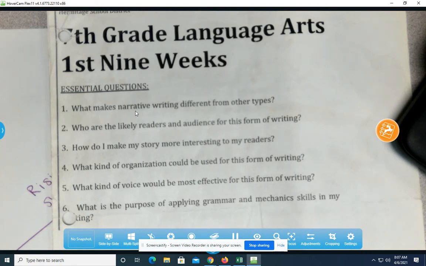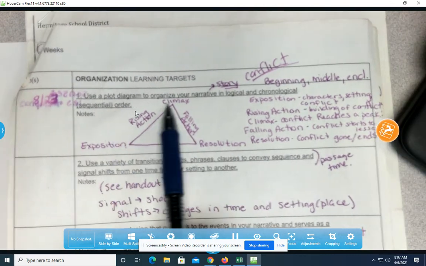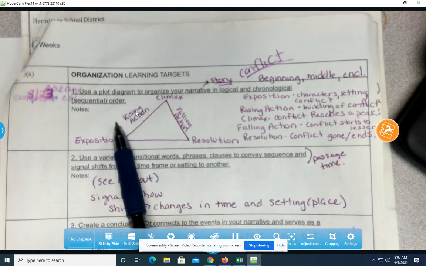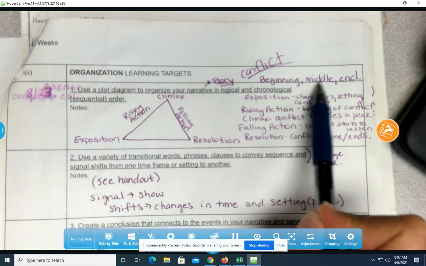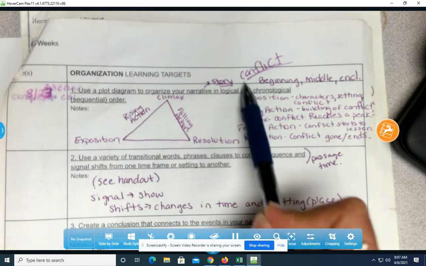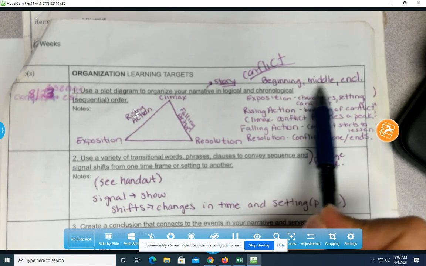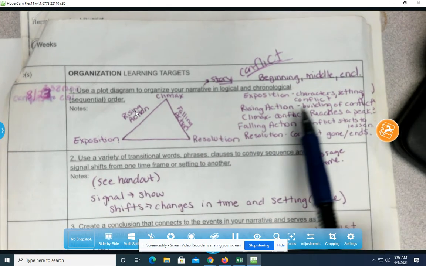We're going to carry into our organizational learning target packet this 9 weeks. And we're going to focus on the following organizational learning targets right now. We're going to look at use a plot diagram to organize your narrative in a logical and chronological order. What that means is you want your story, your narrative, to have a clear beginning, a middle, and an end. It should go chronologically ordered, and it should center around a clear and specific conflict that begins, that has an exciting moment in the middle, and then that ends. We call that the plot structure.